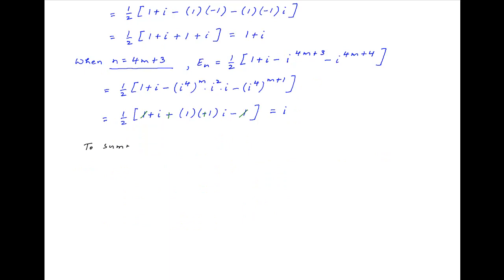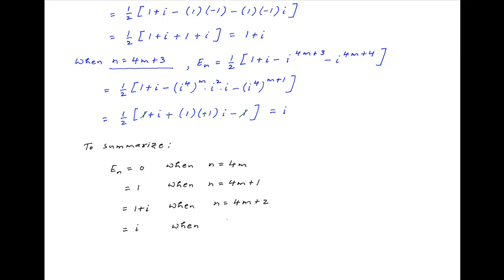Therefore, to summarize, En is equal to 0 when n is of the form 4m. En is equal to 1 when n is of the form 4m plus 1. En is equal to 1 plus i when n is of the form 4m plus 2. And finally, En is equal to i when n is of the form 4m plus 3. And this is the required answer.